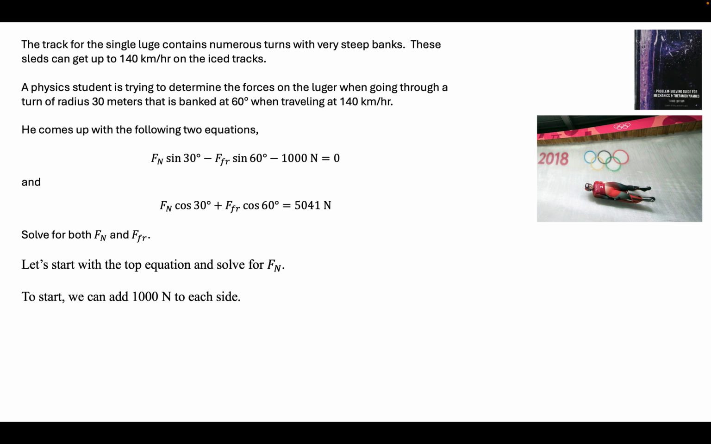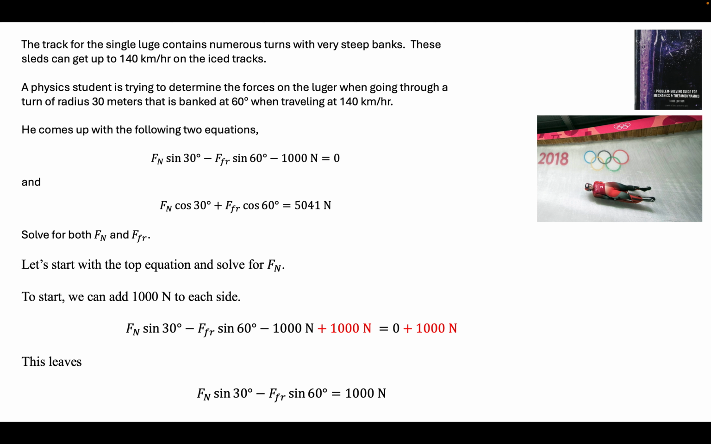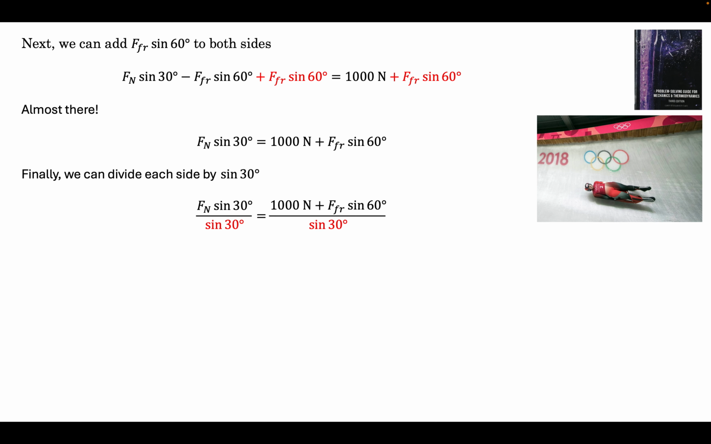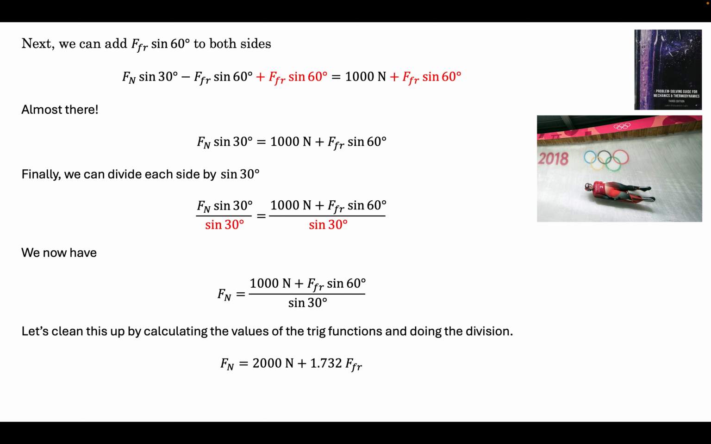So with the top equation, we can start by adding 1,000 newtons to both sides. So we have 0 plus 1,000 newtons on the right-hand side, and minus 1,000 newtons plus 1,000 newtons as one of the terms on the left-hand side, which leaves this. Now we want to get the frictional force over to the other side, so we add frictional force sine 60 to both sides, and we get this. The left-hand side is only now Fn sine 30. Now we divide both sides by sine 30, and we get Fn. And let's plug in the trig functions here and do the division, just to make it look nicer, less complicated. So the normal force is 2,000 newtons plus 1.732 times the frictional force. And we're done with equation 1.